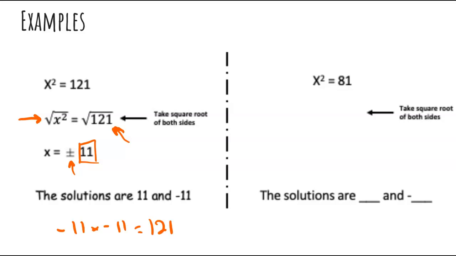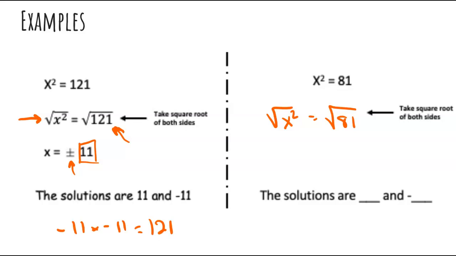Let's do another example. Okay, so we have in the second one, x squared is 81. Okay, so I want to first get rid of the x squared by doing the opposite of squaring it and taking the square root. So I take the square root of both sides.